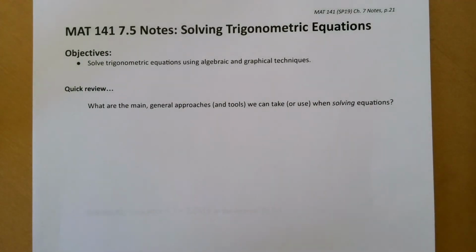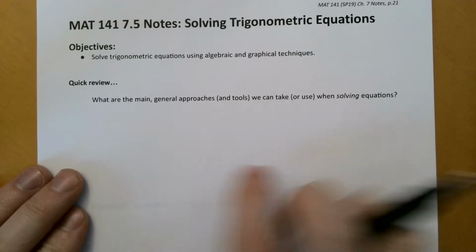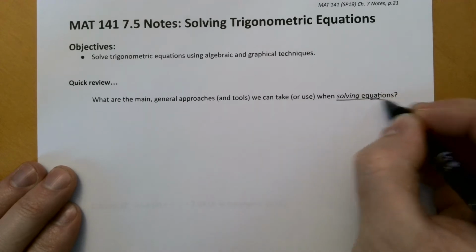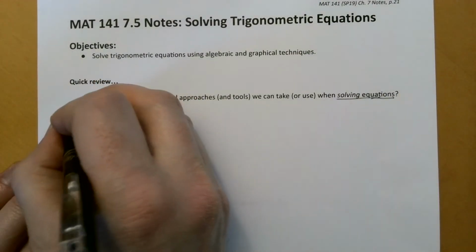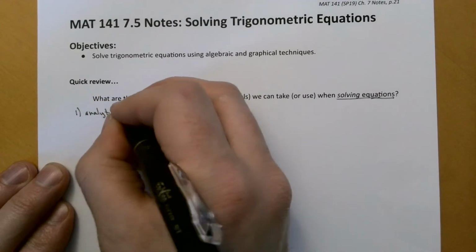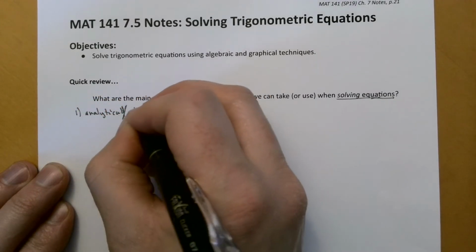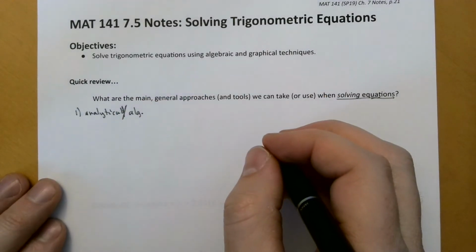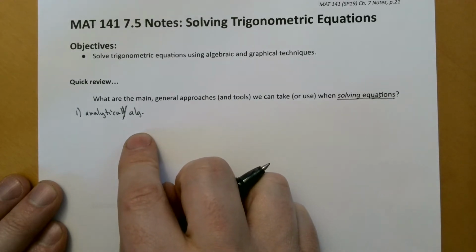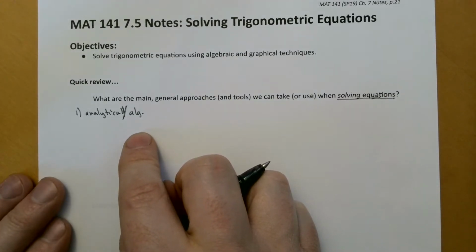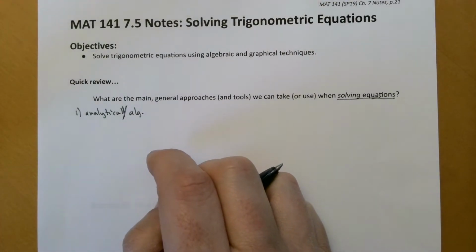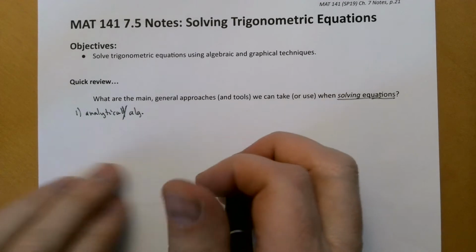Okay, so we're going to solve trigonometric equations in section 7.5. So let's remind ourselves of a couple things first: what are the main ways we can solve any type of equation, ignoring that it's trig. One way is an analytical method, sometimes called algebraic. Maybe you're factoring, completing the square, collecting variables on one side of the equation, using inverse stuff, dividing, multiplying, all that kind of mess.